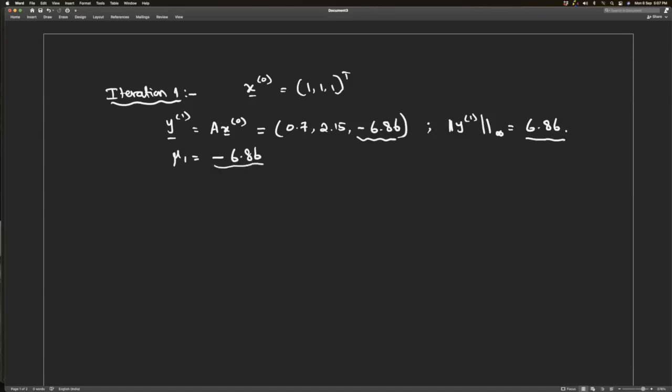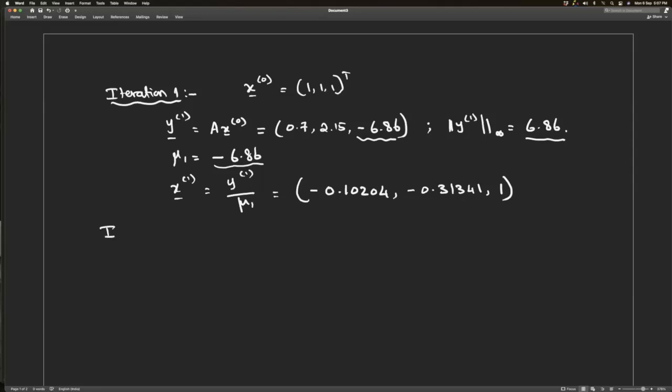Once you have this, then x1 is going to be equal to y1 divided by mu1, right? So that is going to be minus 0.10204, minus 0.31341, and the last one is 1. So that is the first iteration.